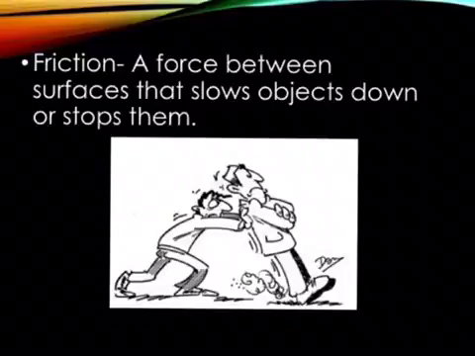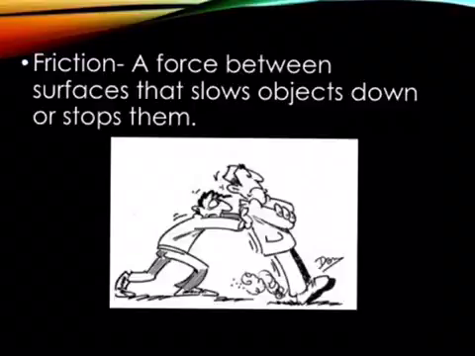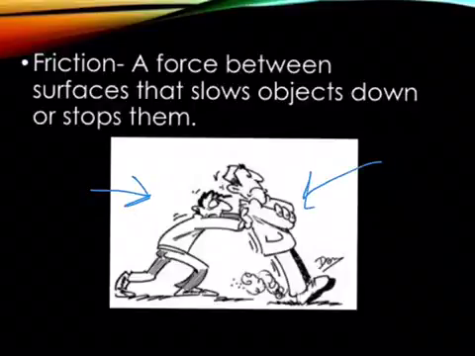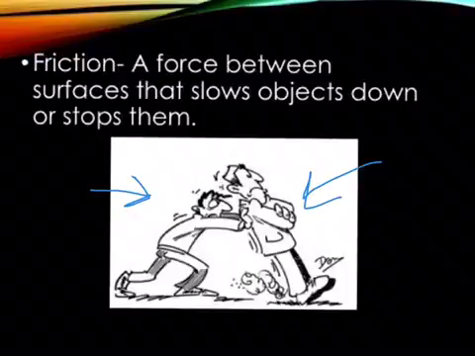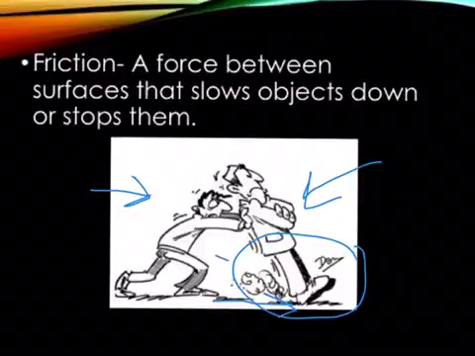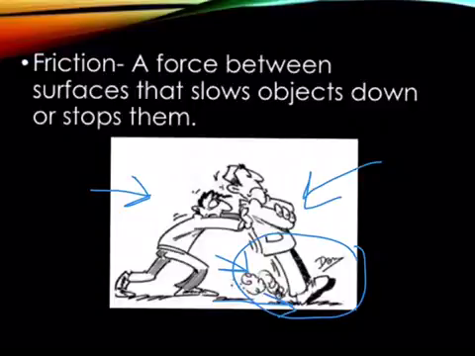Our next word is friction. Friction is a force between surfaces that slows objects down or stops them. If you see, this gentleman here on the left is pushing this other gentleman here. However, if you look at the bottom where his shoes are, you see that his shoes and the ground are causing friction, hence is why the smoke is happening. They're causing friction for him to slow down or almost stop moving.